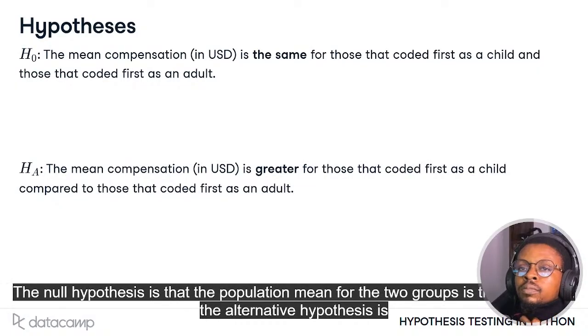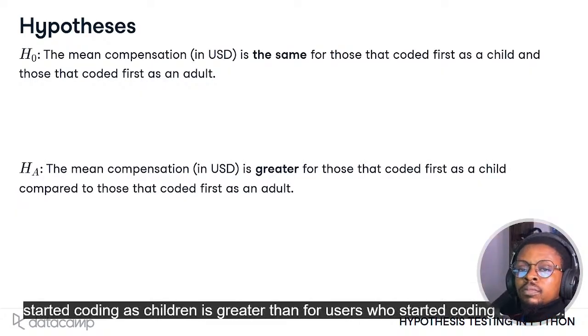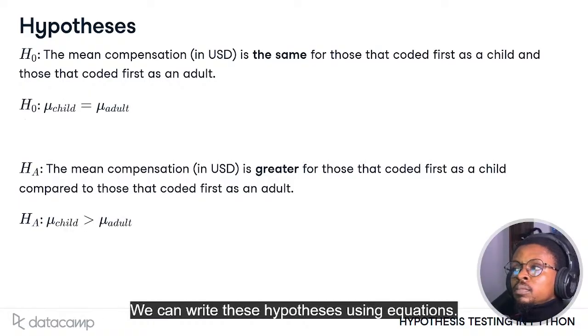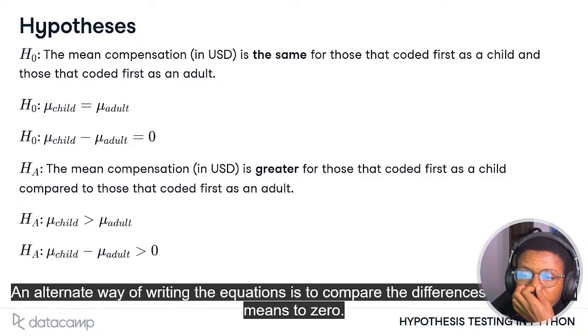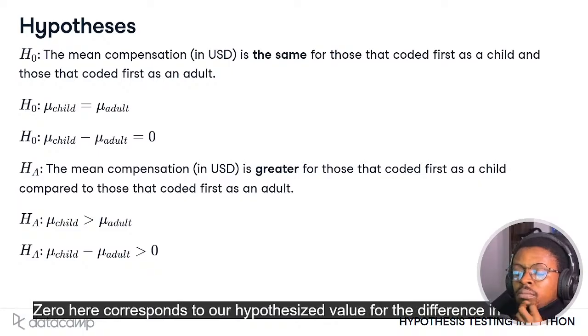The null hypothesis is that the population mean for the two groups is the same, and the alternative hypothesis is that the population mean for users who started coding as children is greater than for users who started coding as adults. We can write these hypotheses using equations. Mu represents an unknown population mean, and we use subscripts to denote which group the population mean belongs to. An alternate way of writing the equations is to compare the difference in population means to 0. 0 here corresponds to our hypothesized value for the difference in means.